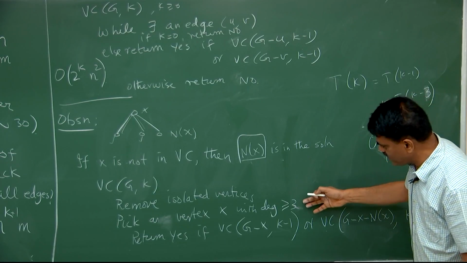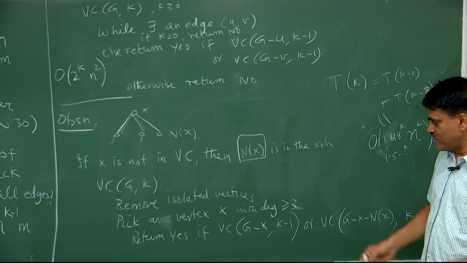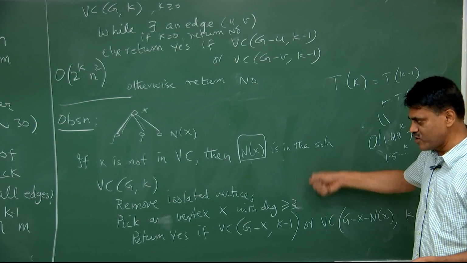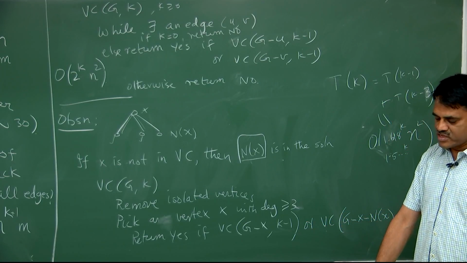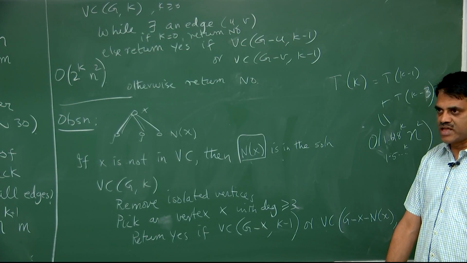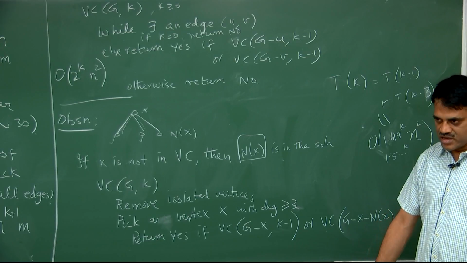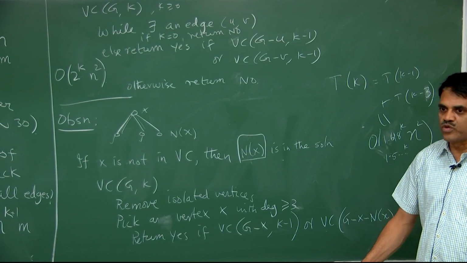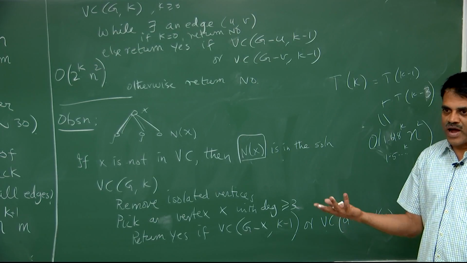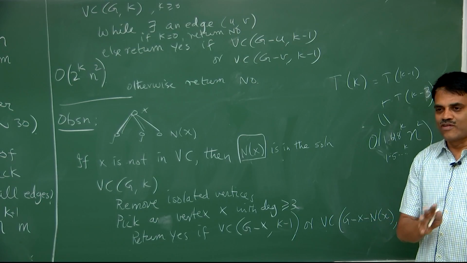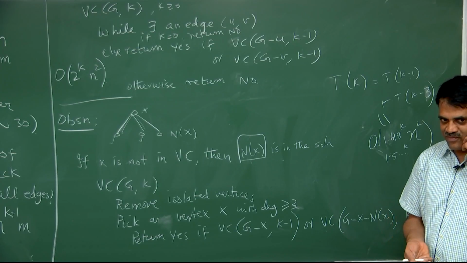But then again, what if there is no vertex whose degree is greater than or equal to 3? As long as you have a vertex whose degree is greater than or equal to 3, you will keep branching like this. Then you reach a leaf where there is no such vertex. That means every vertex has degree less than or equal to 2, so 1 or 2. How does the graph look? It will just be paths and cycles. If your graph is paths and cycles, you can solve that in polynomial time.